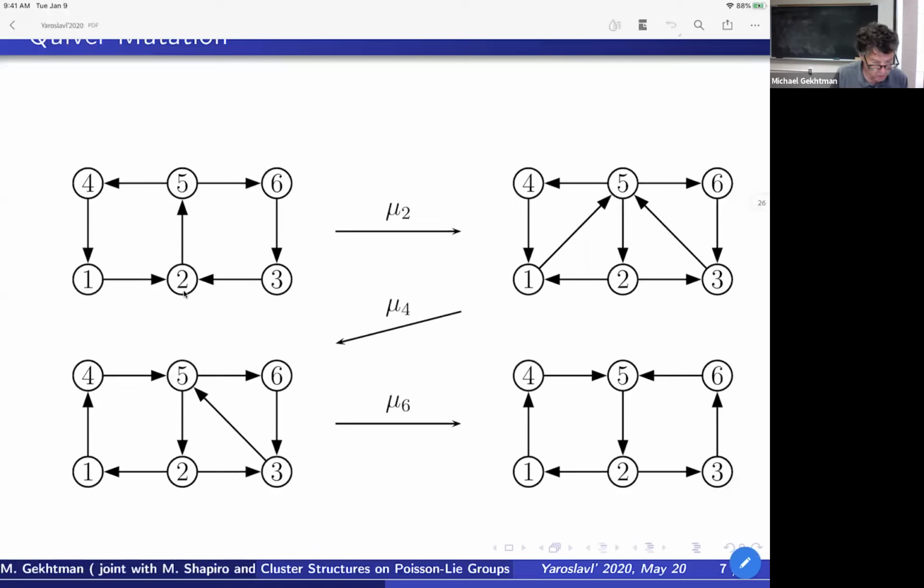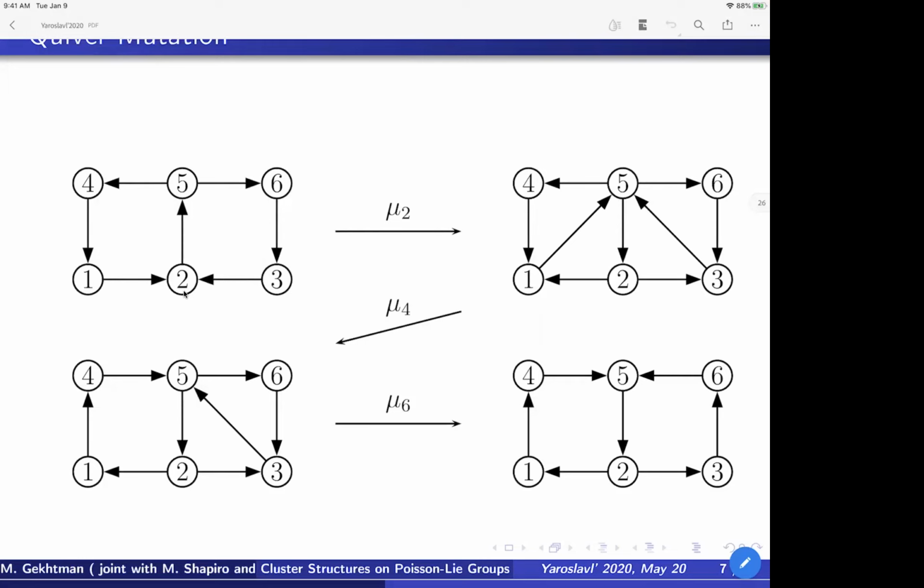I'm only interested in arrows incident to vertex 2. You can see that there is a directed path from 1 to 5 through 2, and there is a directed path from 3 to 5 through 2. Whenever I see such directed paths, I draw a shortcut. So now you see an arrow from 1 to 5 and from 3 to 5. Then I change the direction of all the arrows which are incident to 2. You can see that these 3 arrows attached to 2 change their direction.